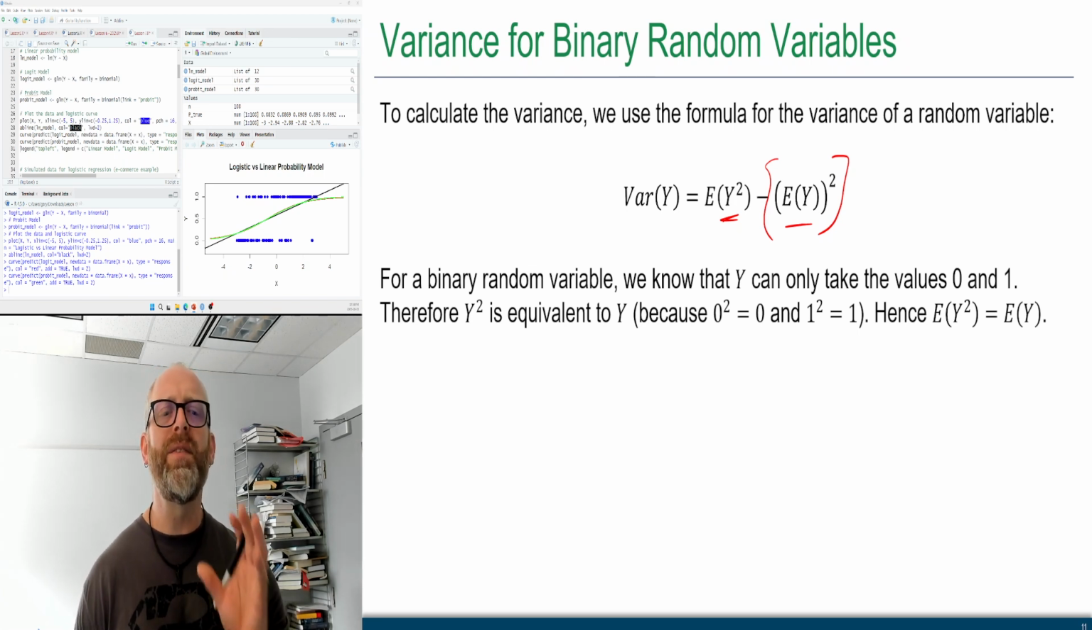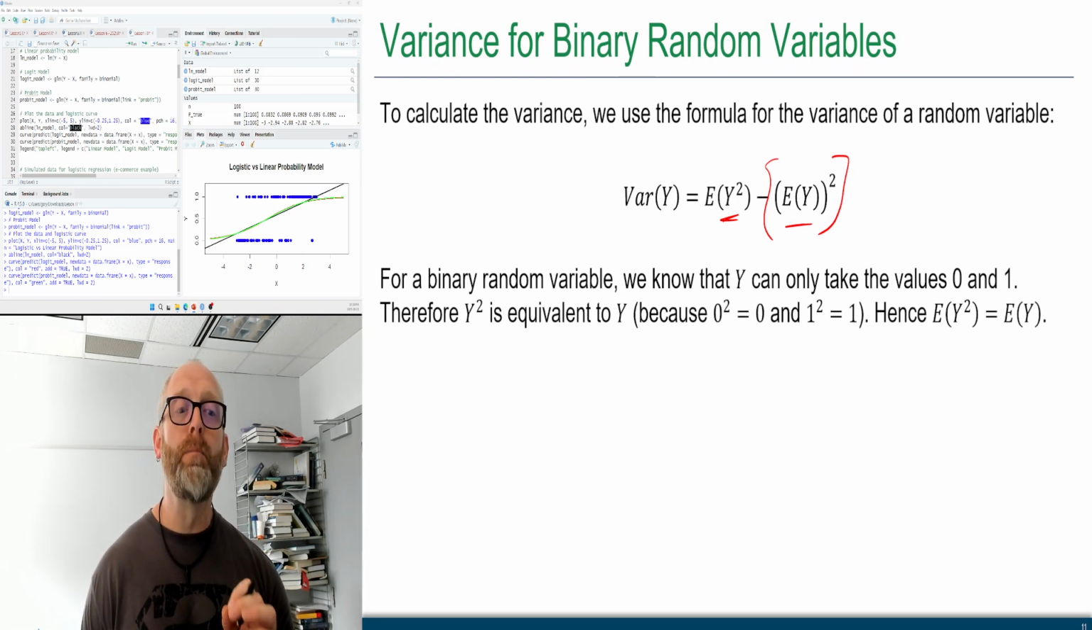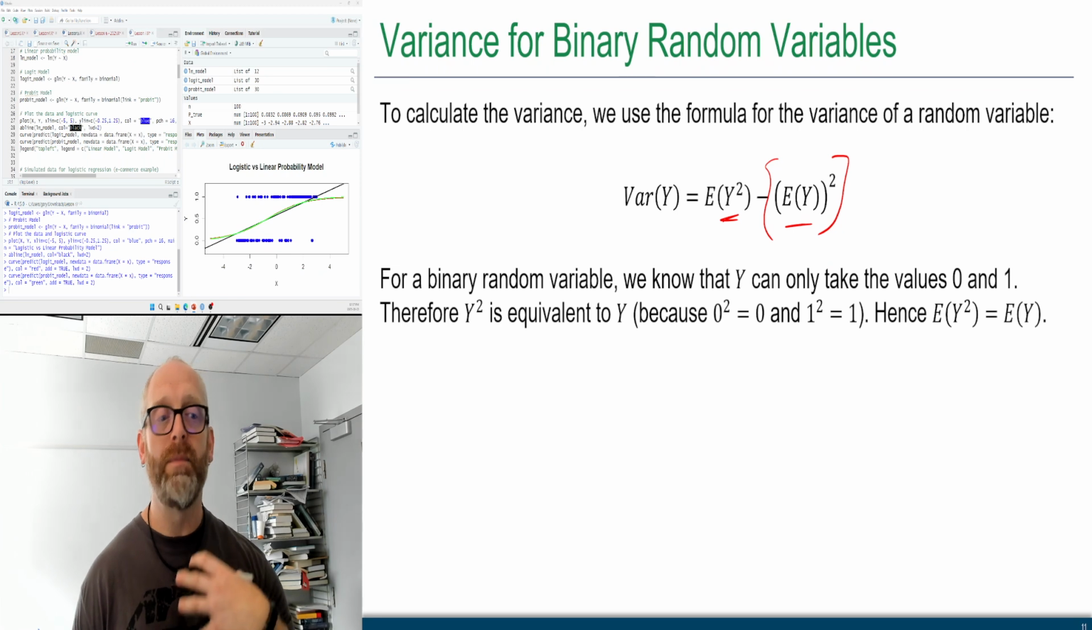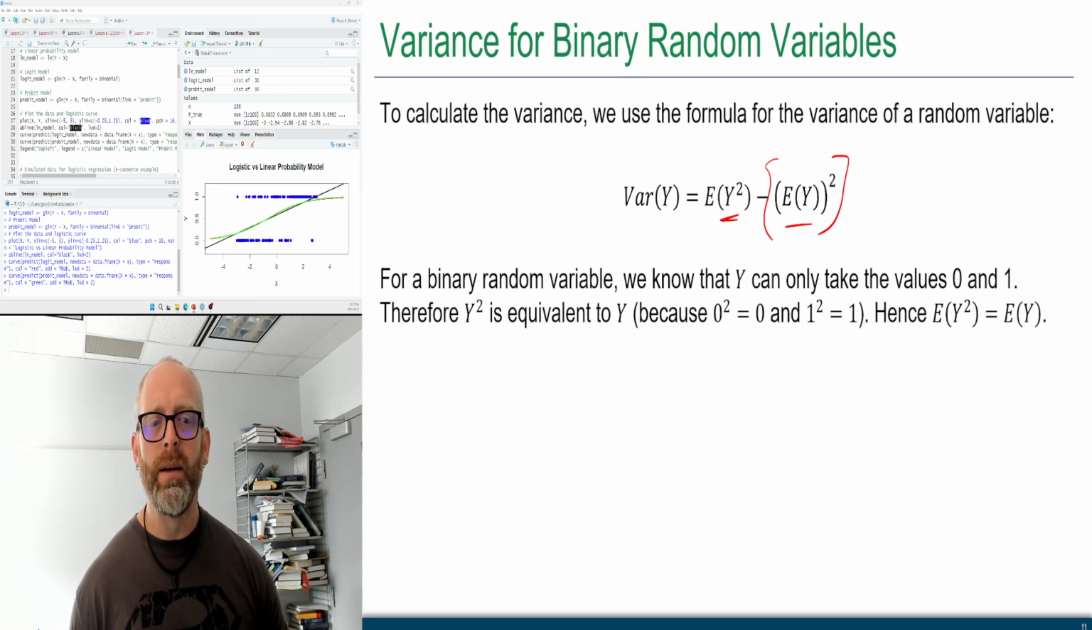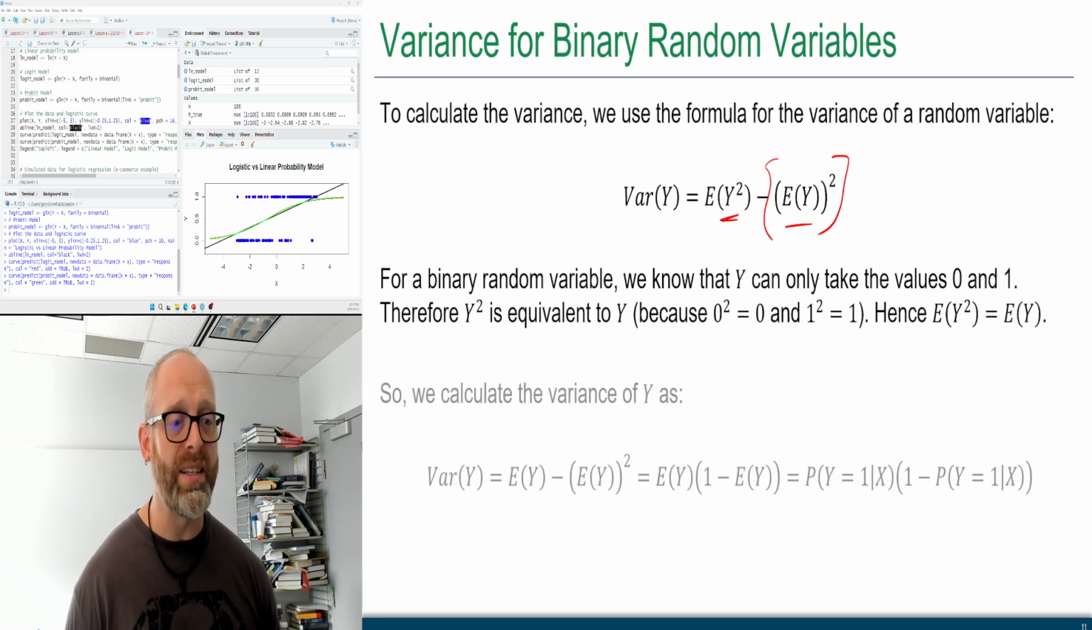Now, here's the simplification that we have. So for binary random variables, we know that what y can take is only going to be values 0 and 1. That's all. So therefore, well, what's y squared? What's 0 squared? That's still 0. What's 1 squared? That's still 1. Nothing changes there. So in this case, the expected value of y squared is exactly the same thing as the expected value of y.